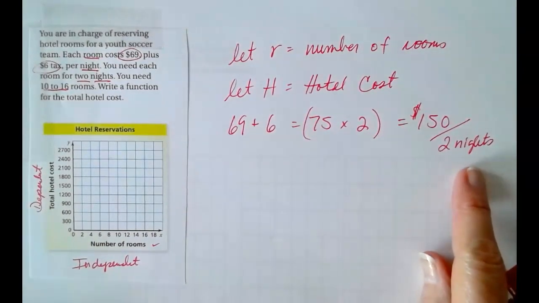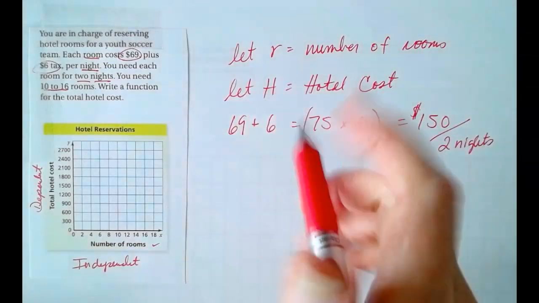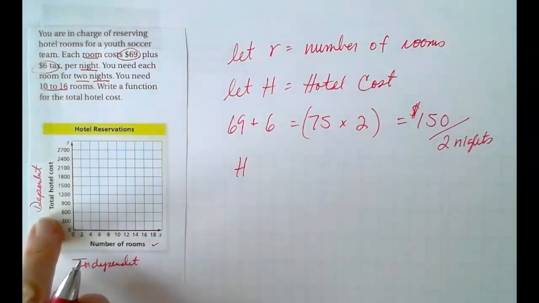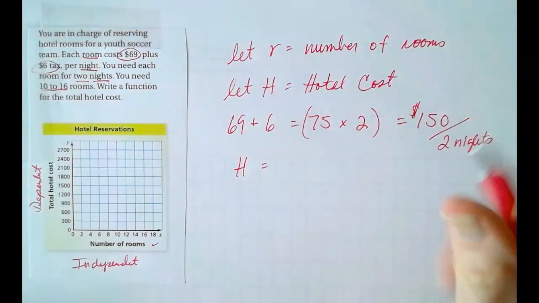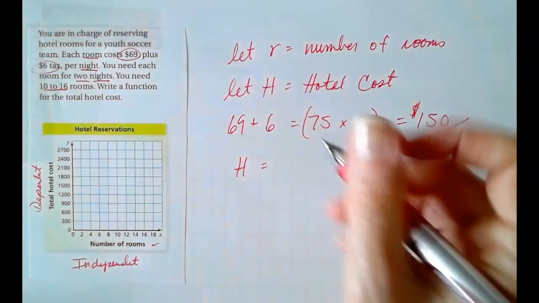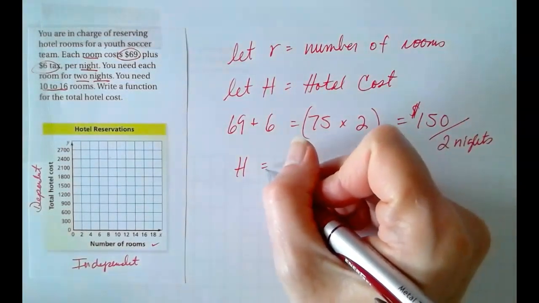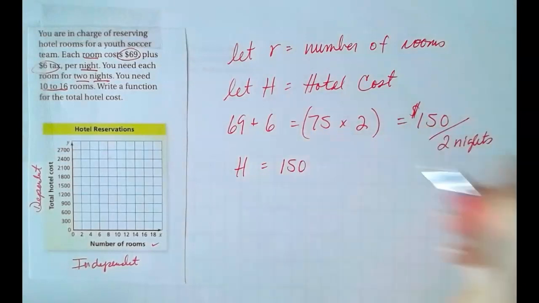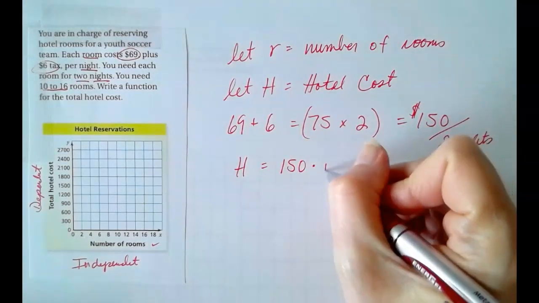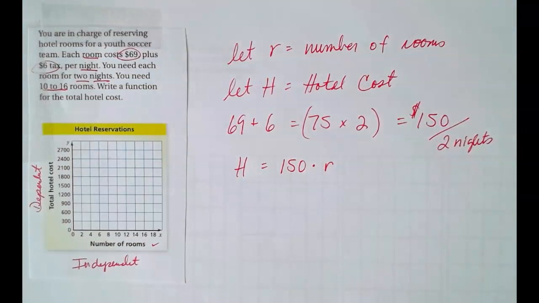So now let's write this function. H is our hotel cost, which is our dependent variable, and R is our number of rooms. So our hotel cost equals $150 times the number of rooms that we need. This is our function. Now let's graph it.